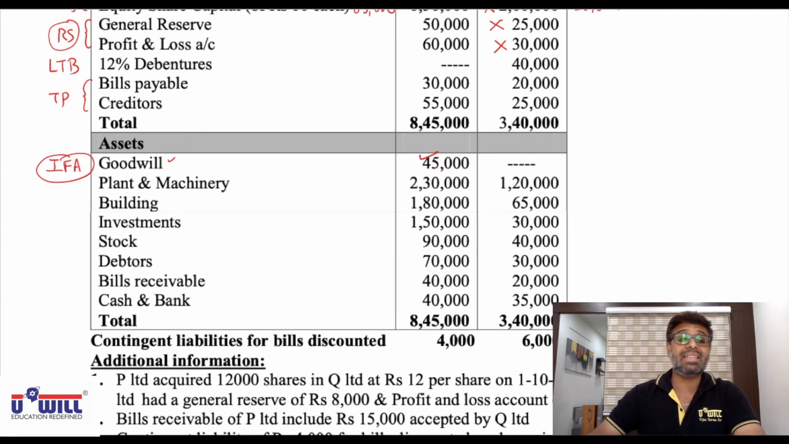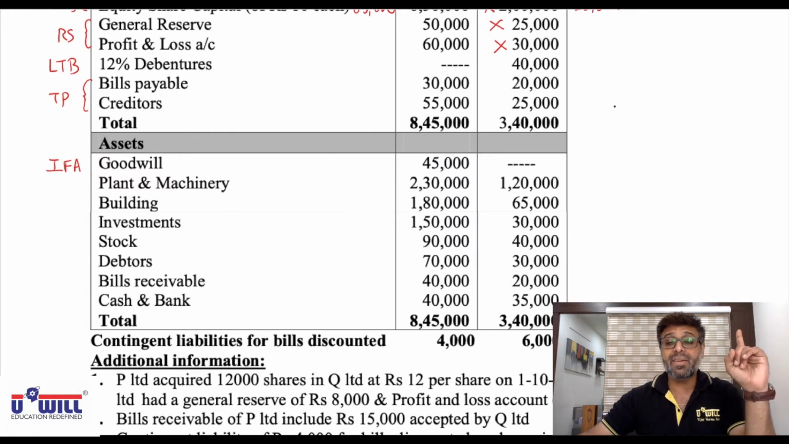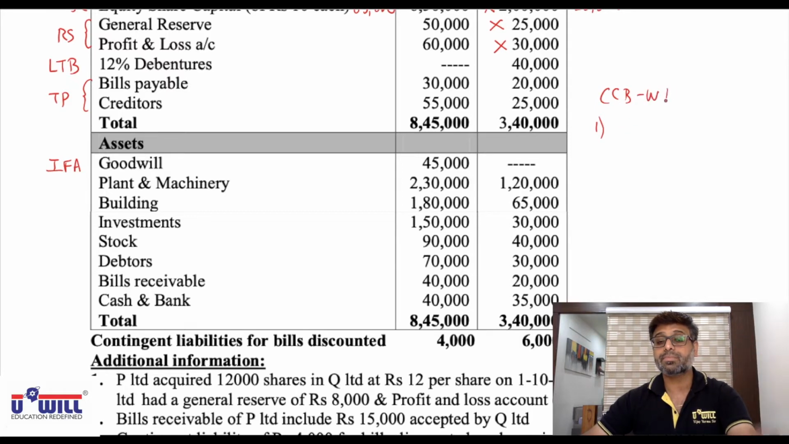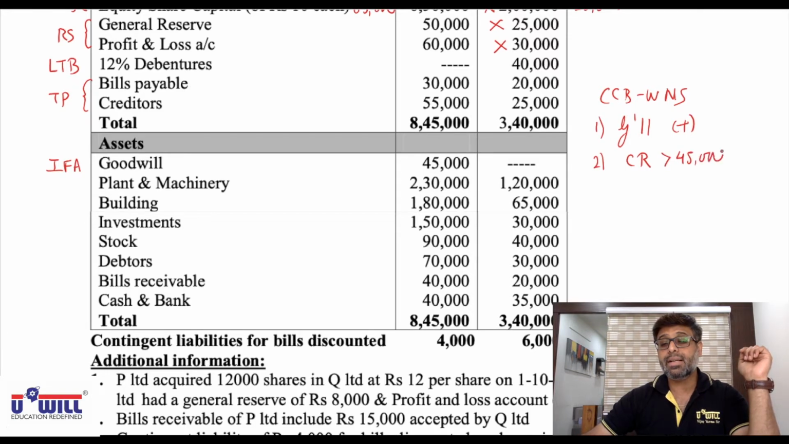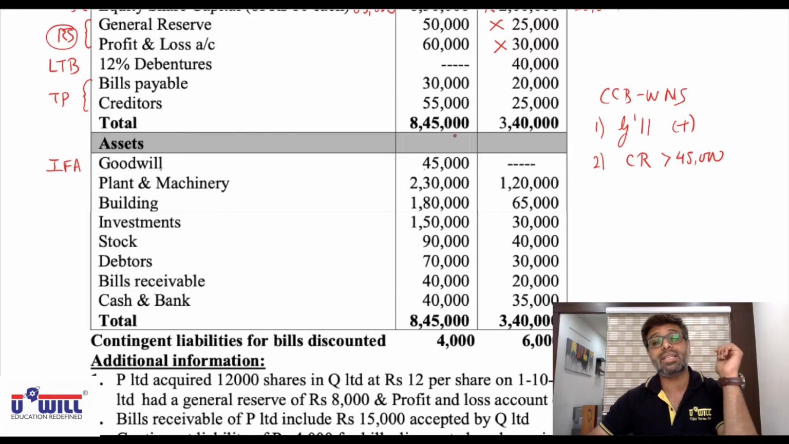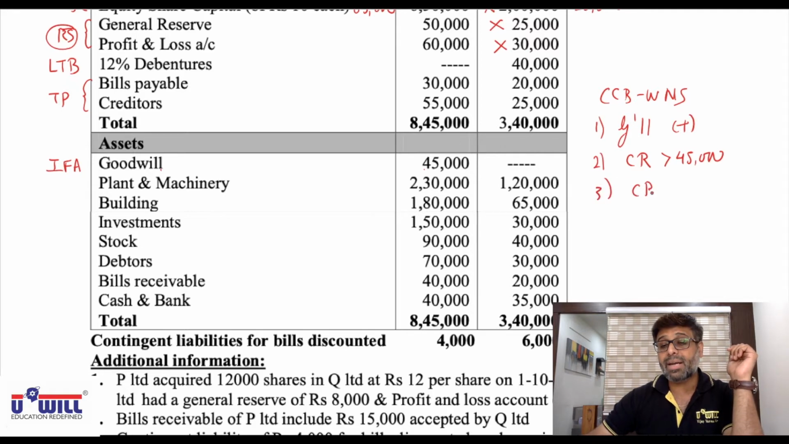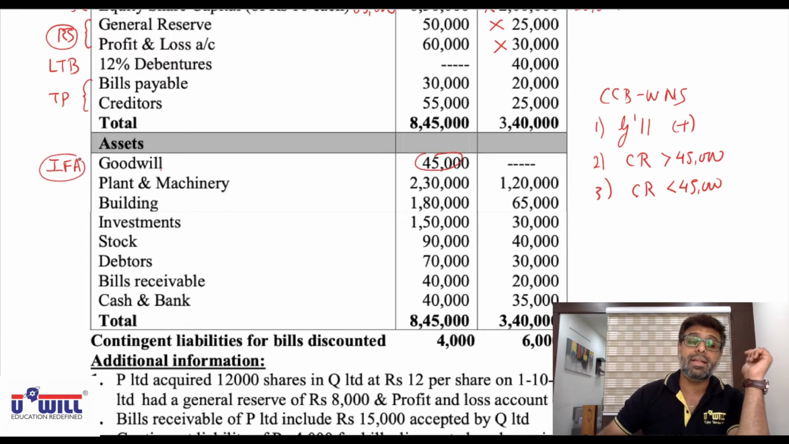So I repeat it once again, listen carefully. 3 different situations are possible. Number 1, if we get goodwill in our working note 5 control chart B, then simply add it in this goodwill in intangible fixed assets. Second, if we get capital reserve more than 45,000, then since capital reserve is more, you minus goodwill of this 45,000 from capital reserve in reserves and surplus. Third, if we get capital reserve but less than 45,000, then the goodwill amount is more. So you minus capital reserve from goodwill in intangible fixed assets.